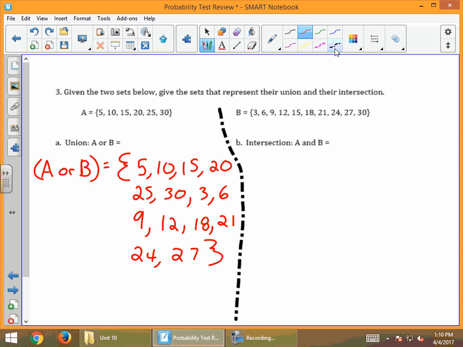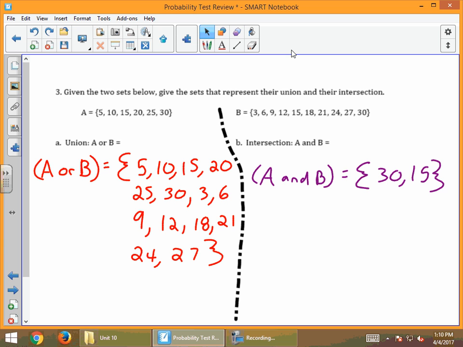It's basically saying, what are the numbers that are in A and B? Well, 30 is correct, thank you. So I'll just say A and B. And as you said, one of them was 30. What's the other one? 15, good. That's it. Those are the only ones that are repeated. And yes, you have to have a little squiggle bracket saying they're within that area. Pretty easy. Unions, all of them. Intersections, the one they both share. Which one's in this one and in that one? Okay?